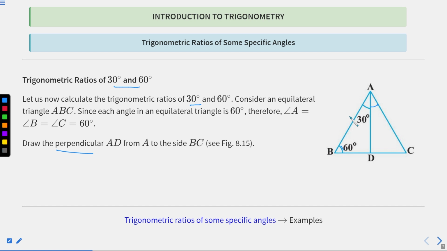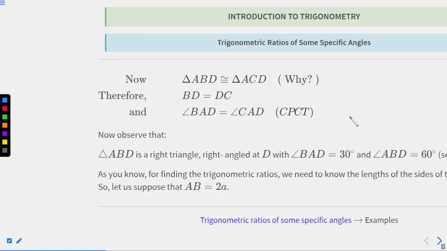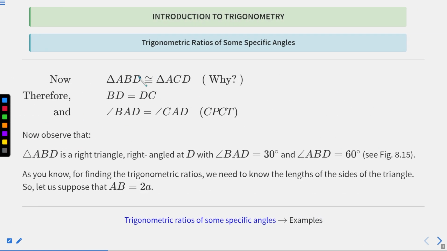So angle side angle, by the angle side angle congruency property, we can say triangle ABD is congruent to triangle ACD. Therefore BD is equal to DC and angle BAD is equal to angle CAD, that is corresponding parts of congruent triangles. So that is why angle BAD is equal to angle CAD.